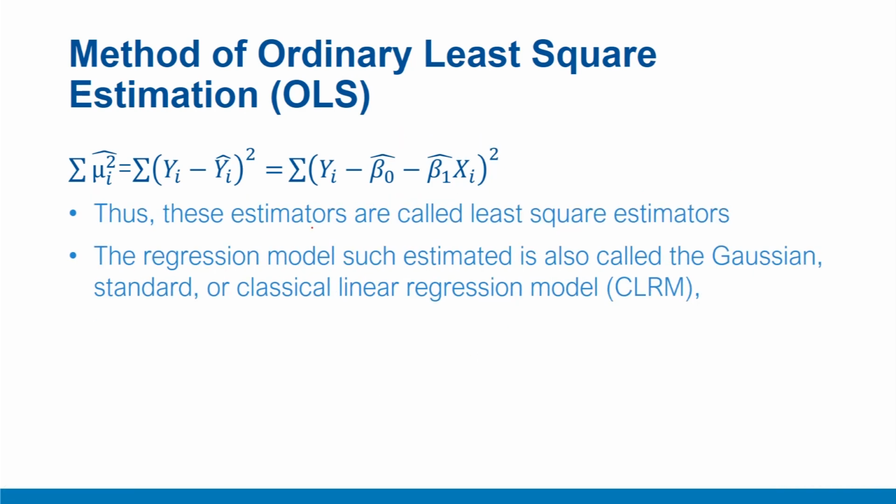And this is the reason why these estimators are called least square estimators, because we minimize the squared residuals. Such a scheme, or the regression model obtained from such a scheme, is also called the Gaussian, standard or classical linear regression model, by minimizing these least square errors.